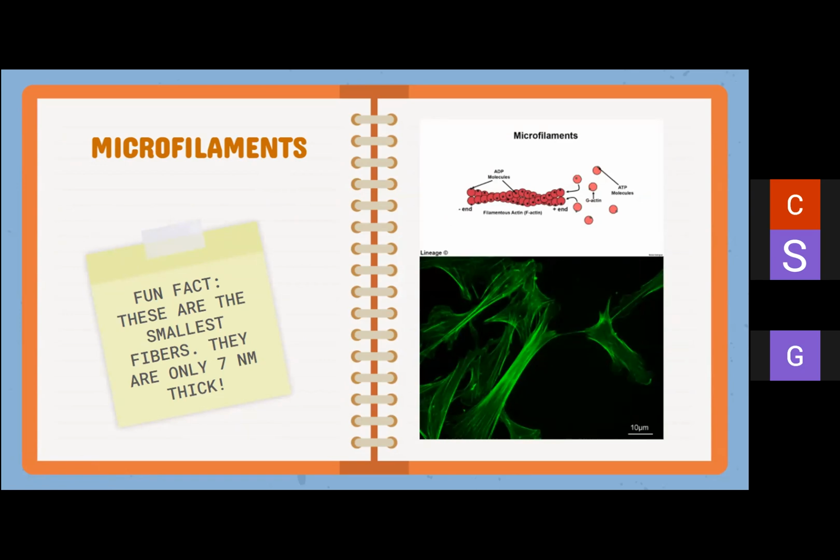Microfilaments can grow and shrink as more protein subunits are added or removed. They can be found in the cell cortex, which regulates the shape and the movement of the cell surface.